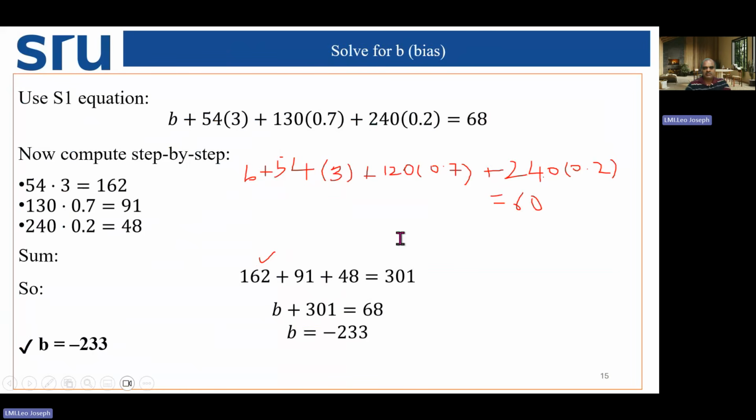So we will check this. 162, right, plus 84 plus 48 minus 234. Automatically 60. No change. So this is 60. This is nothing but what we are getting in the prediction.